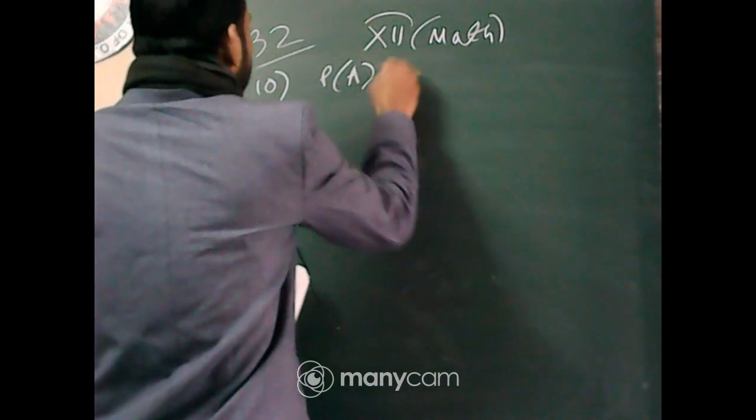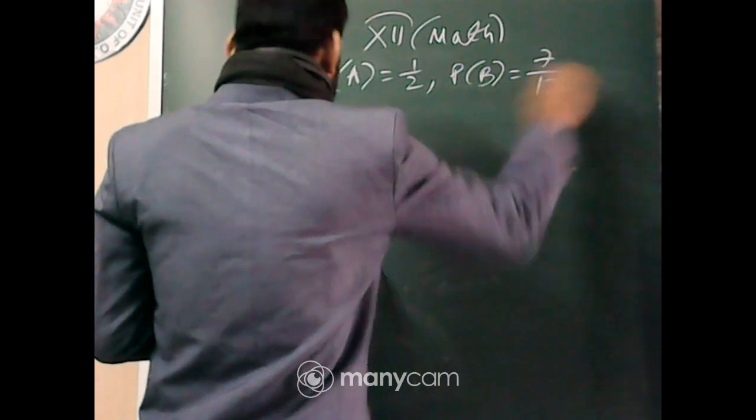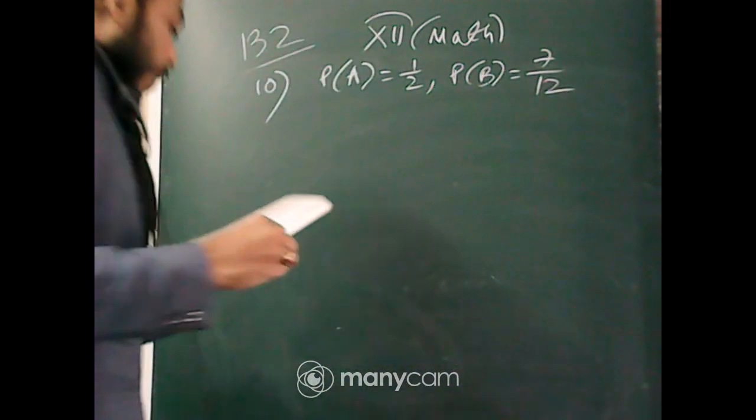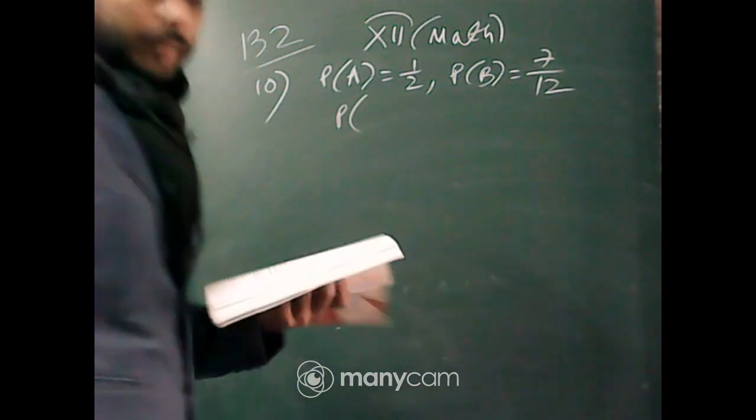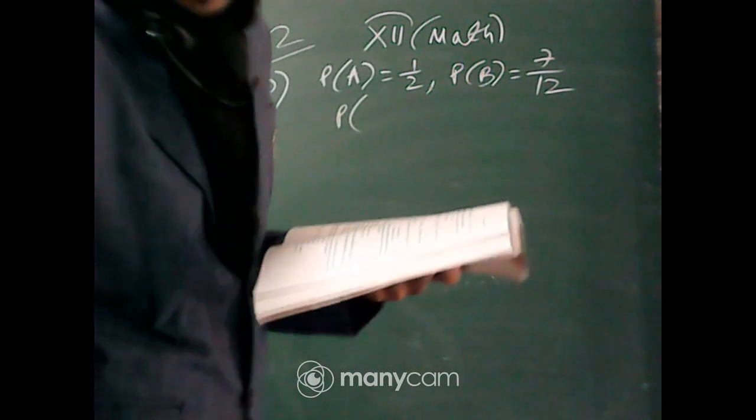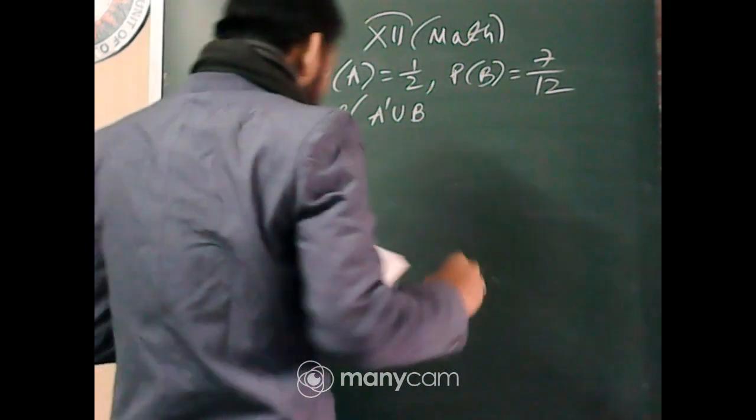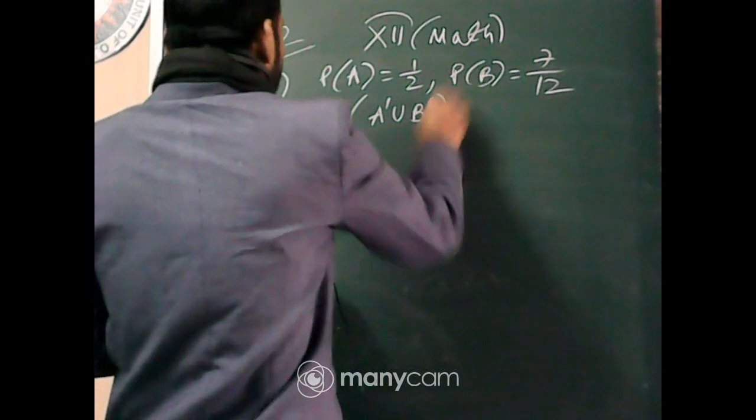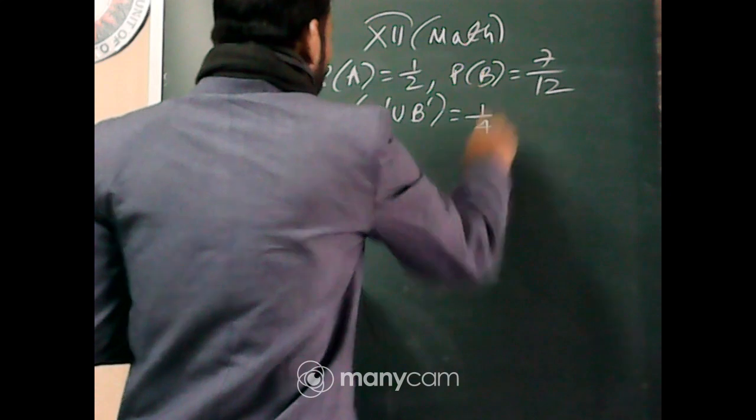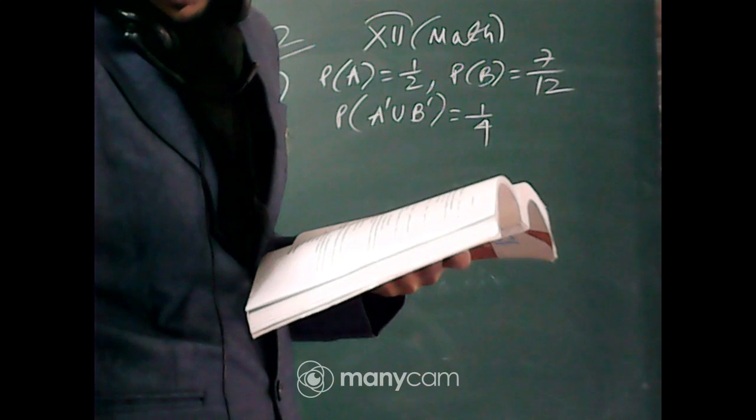Events A and B such that P of A is 1 by 2, P of B is 7 by 12, and P of not A or not B is 1 by 4. Find the probability. That means not A or not B means A complement union B complement equals 1 by 4, isn't it?